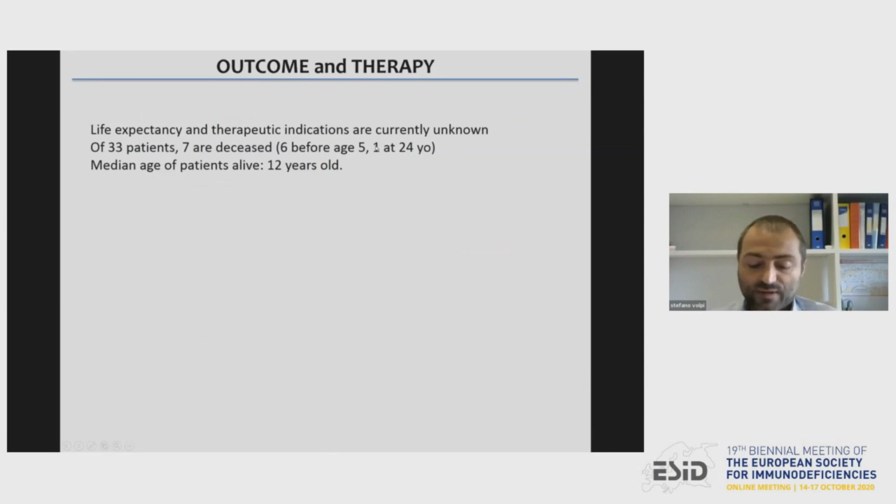So what is the outcome and the therapy, to conclude? It is not clear yet, so we probably need several more data. I tried to put together what has been published and what I heard from personal messages. Life expectancy is impaired, but it's too early to say how and how much. Out of 33 patients, 7 are deceased: 6 very early in life before age 5, some in the first months of life, and 1 a 24-year-old from pneumonia. Median age of patients alive is 12 years. Obviously, this is the age of reported patients, so we don't know if they're still alive and how they are doing.